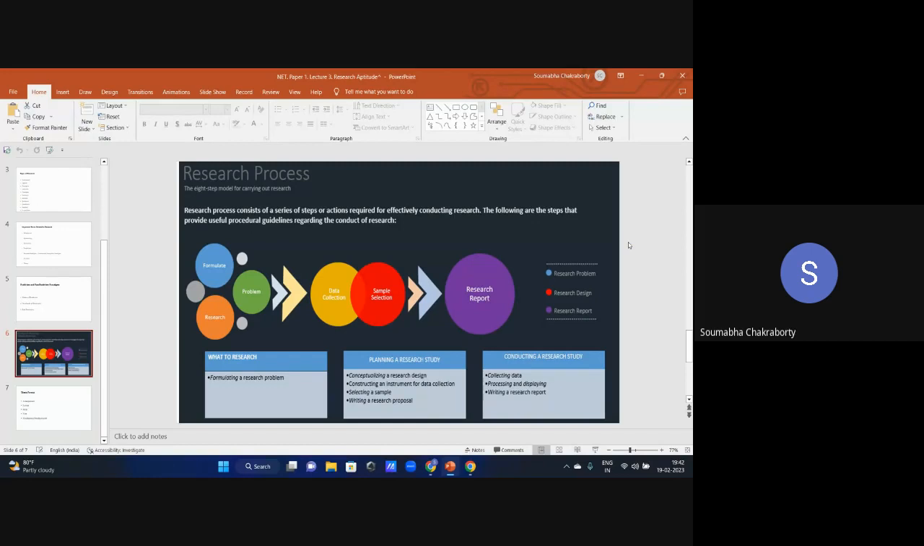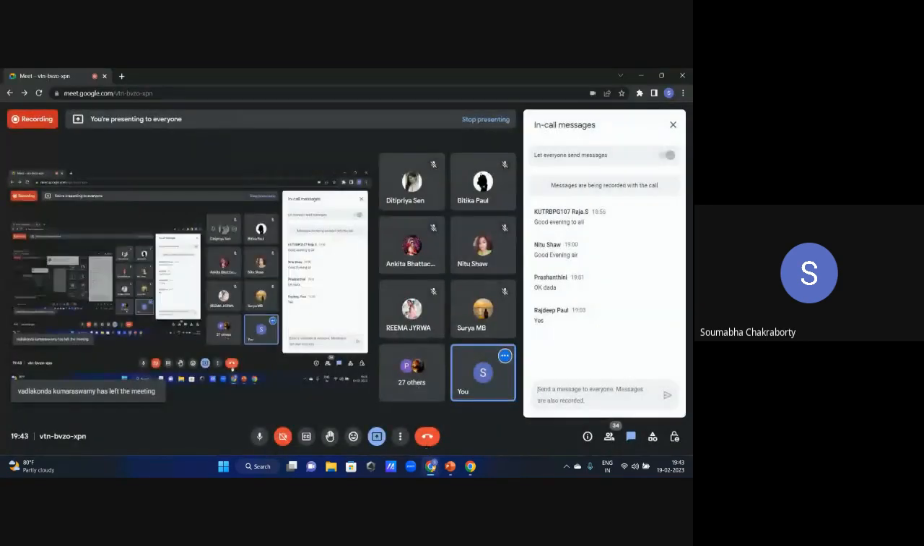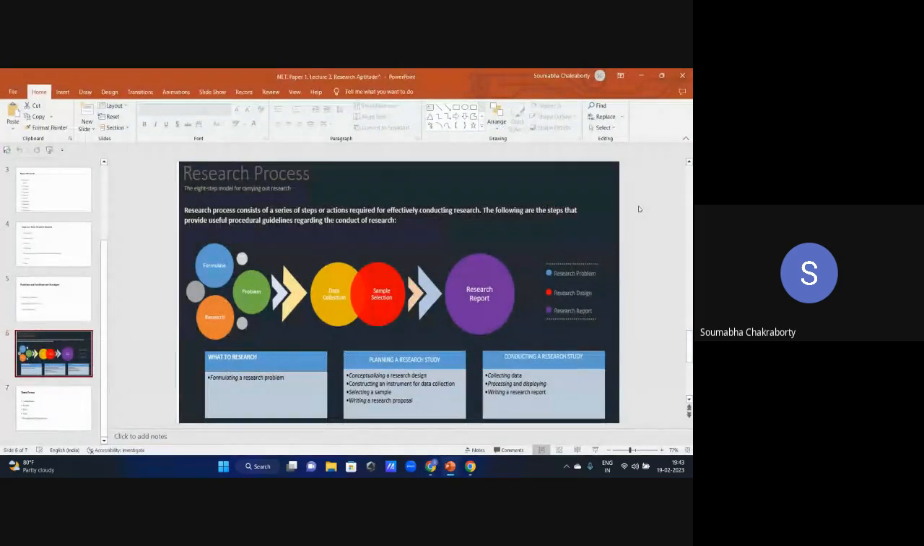Now the second phase is planning for research and instruments. So step 2, the second phase, is conceptualizing a research design. Once you have identified the problem, the next step is to identify what research gap is there. Because you have studied the existing literature, now you will try to find that there is a gap in this existing literature. So after finding out the research problem, you will state that there is a research gap in this area.